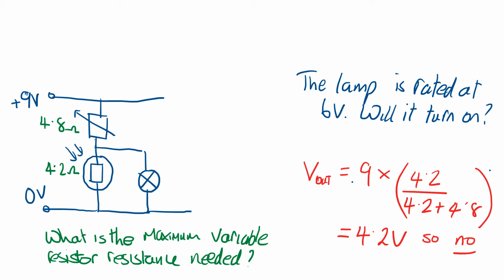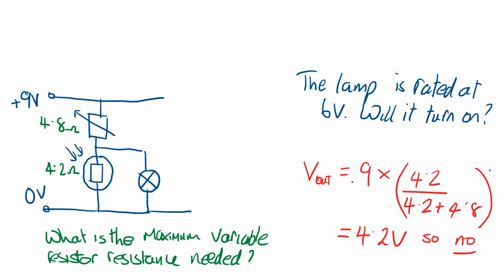So what we find here is that V out is 4.2 volts, so no. We found V out from V in, 9, times brackets R2 divided by R1 plus R2, 4.2 divided by 4.2 plus 4.8, and we get a value of 4.2 volts. So that's below the voltage that the lamp needs to turn on, so it won't switch on. What is the maximum variable resistor resistance needed? So we're going to turn the variable resistor resistance down, which would then increase the voltage dropped across the LDR, and that would then in turn increase the potential difference across it to give us 6 volts.